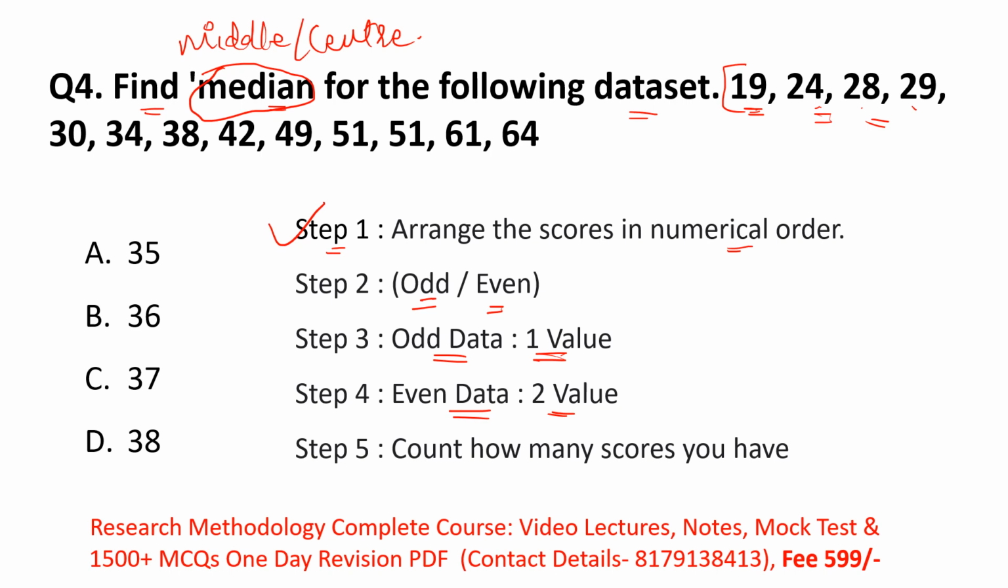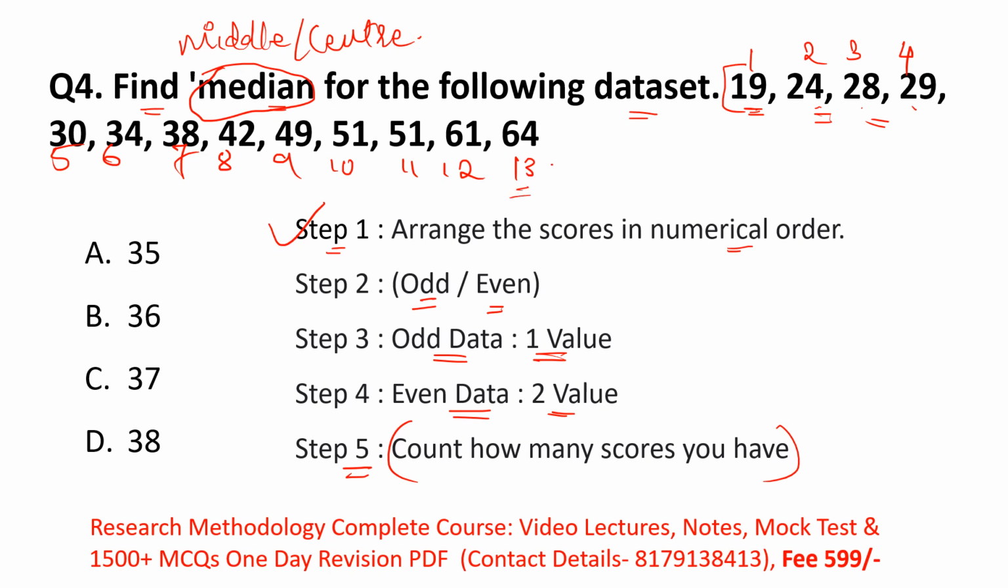So how should you know whether your data set is odd or even? For that, the next step is very important: count how many scores you have. So we'll count 1 2 3 4 5 6 7 8 9 10 11 12 and 13. So here there are a total of 13 numbers.